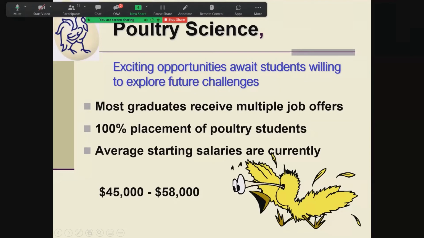So if you've got anybody interested in animals, in science, there's a lot of opportunities out there for students in the grow out, the processing, the food safety, the auditing, you name it. It's a huge industry.